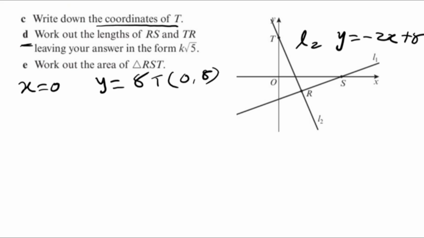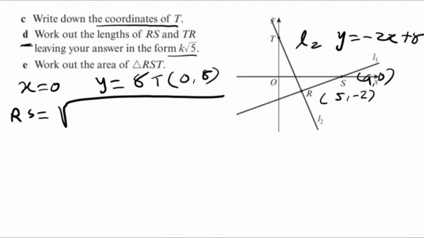Now part D. Work out the length of RS and TR, leaving your answer in the form k root 5. So we know the formula to find the length. For that we need the coordinates of R, S and T. So the T coordinate is this. We know the coordinate of R, which is (5, -2), and the coordinate of S that we are using here is (9, 0), right? So first find the length for RS.